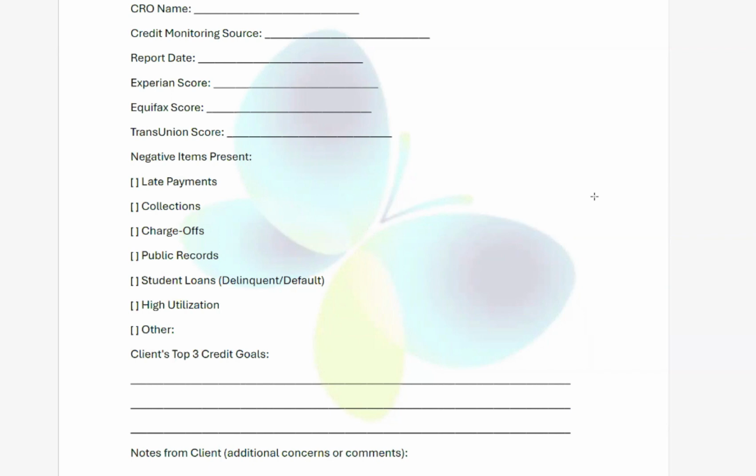The first thing that I would do is look through the credit report. What kind of negative items do you really see on the report? Is it just a lot of late payments? Is there a lot of collections? Are there charge-offs? Are there public records like bankruptcies?